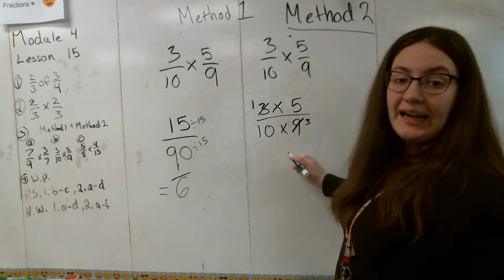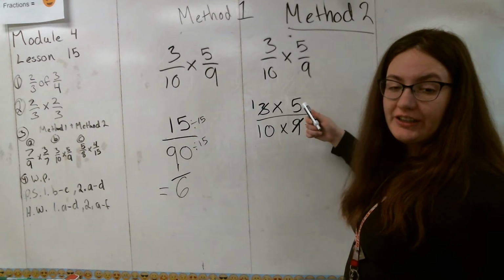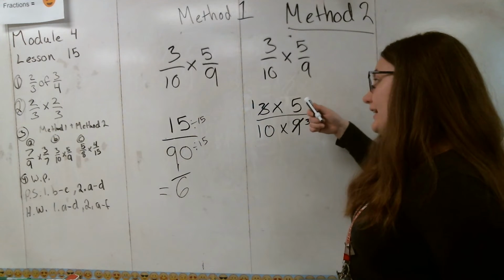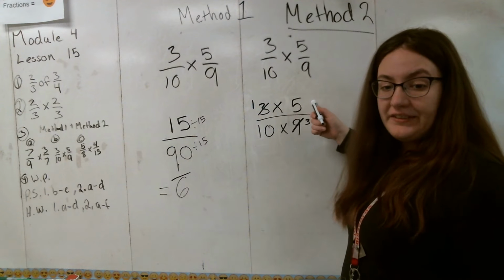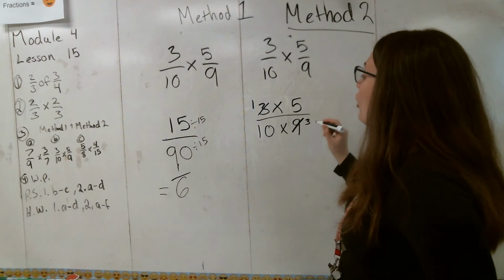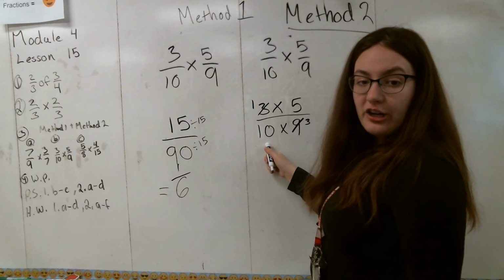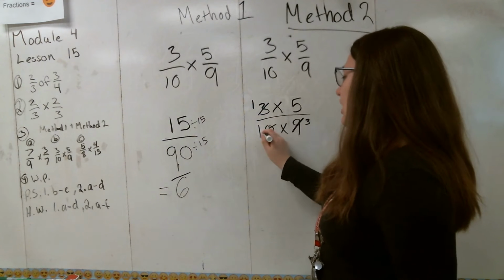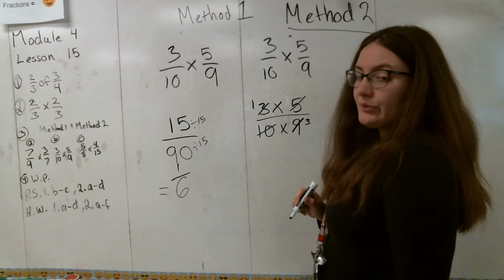Now, I am not done just yet, because now I have to look at this other factor that's in my numerator, which is a 5, and I have to think about, well, what other numbers can be divided by 5? So this 10 I know can be divided by 5, so I'm going to cross that out. Cross this one out.